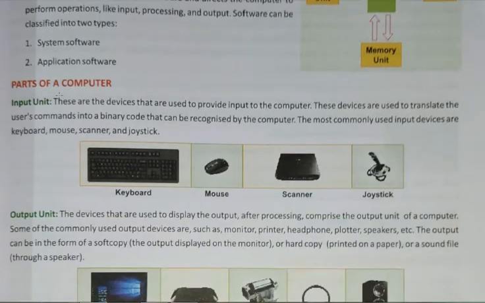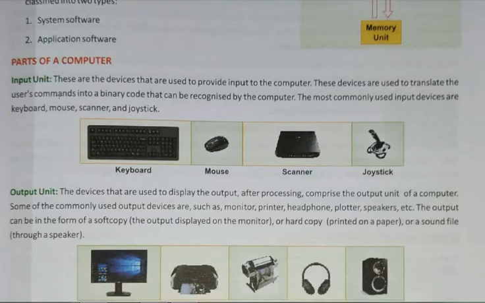Now next is the parts of a computer: input and output. With the help of diagrams, we will be able to recognize our input units and output units. Input units are those with which we can provide our input to the computer. Basically, they are used to translate the user's command into binary code. Our computer understands binary code only. It doesn't understand our language.